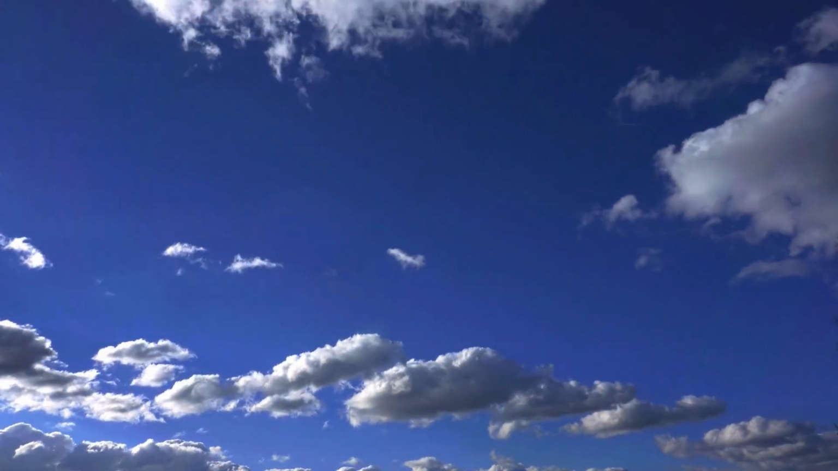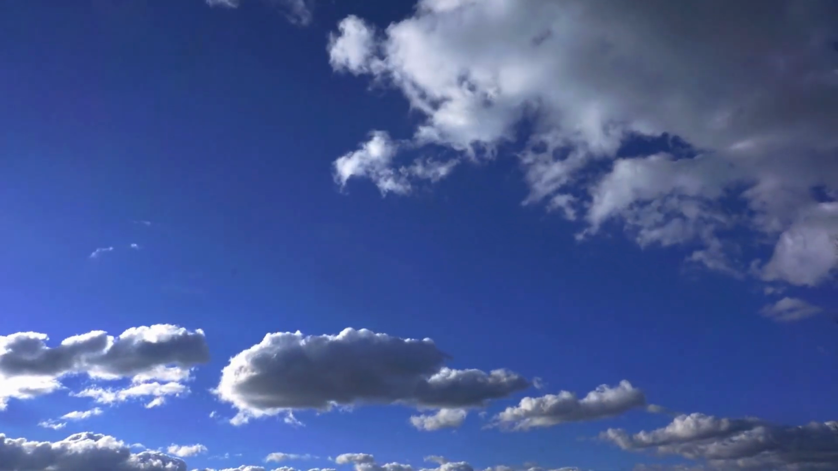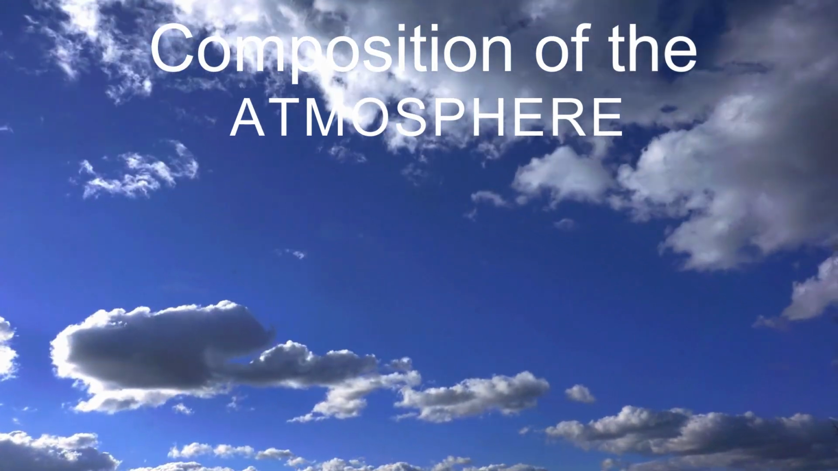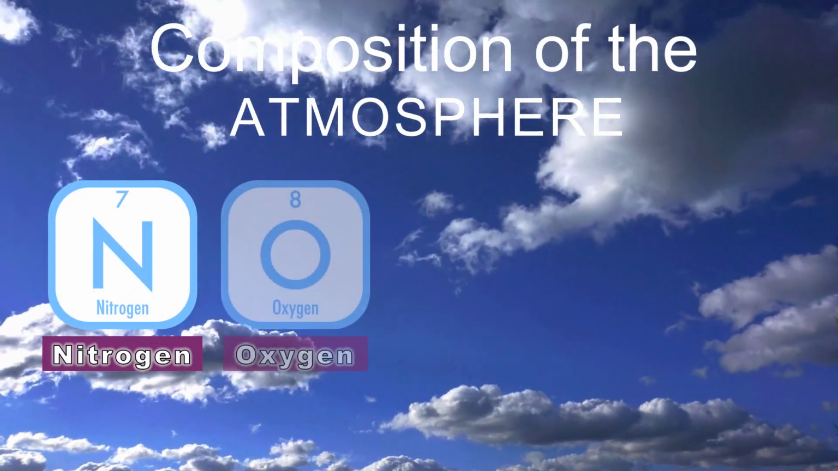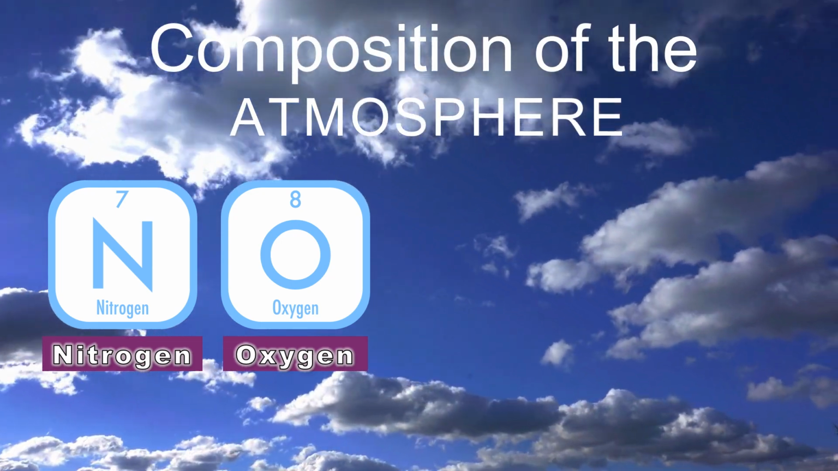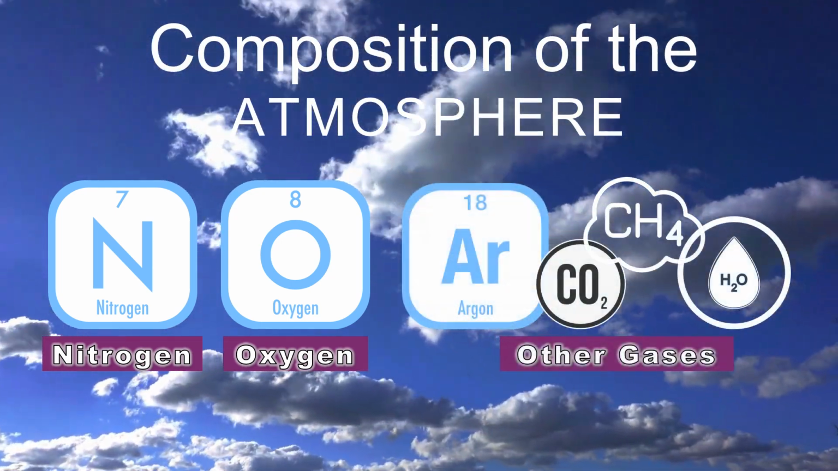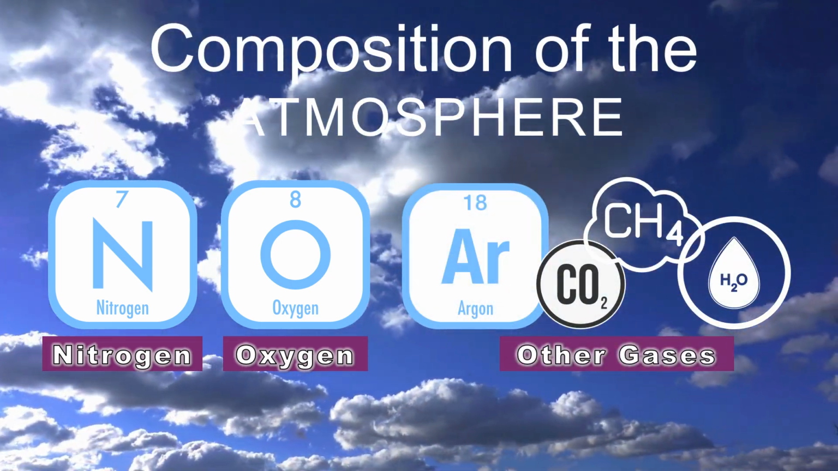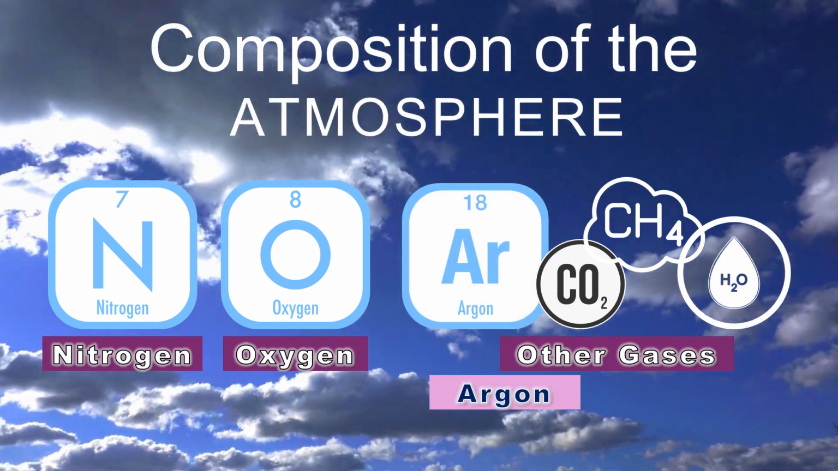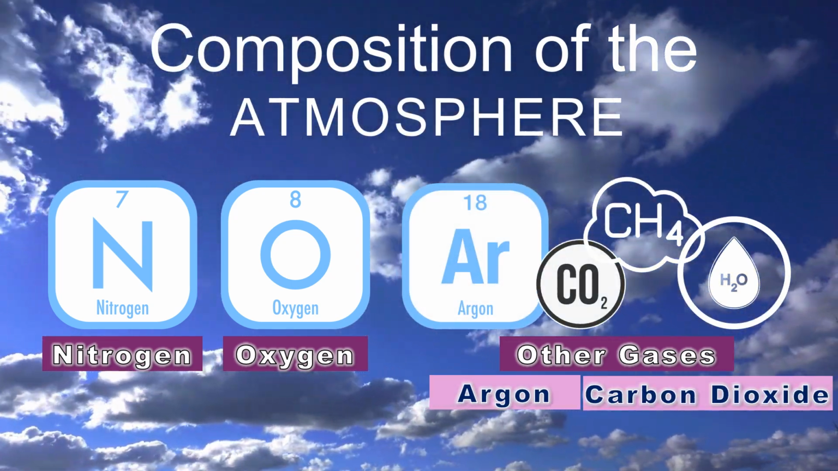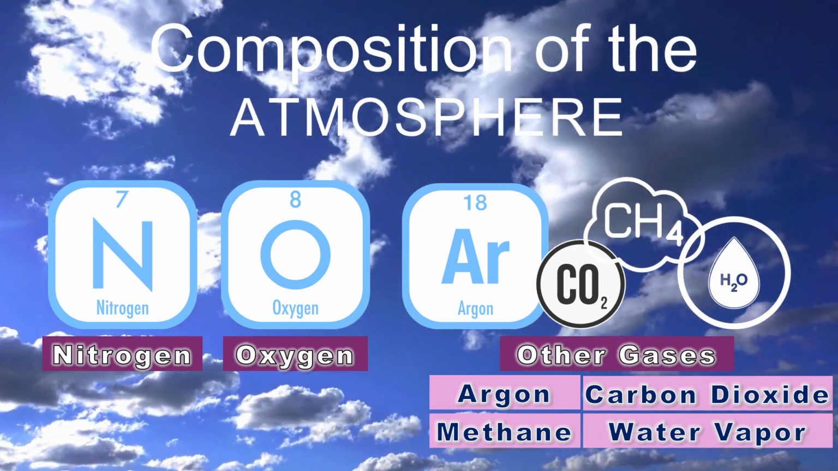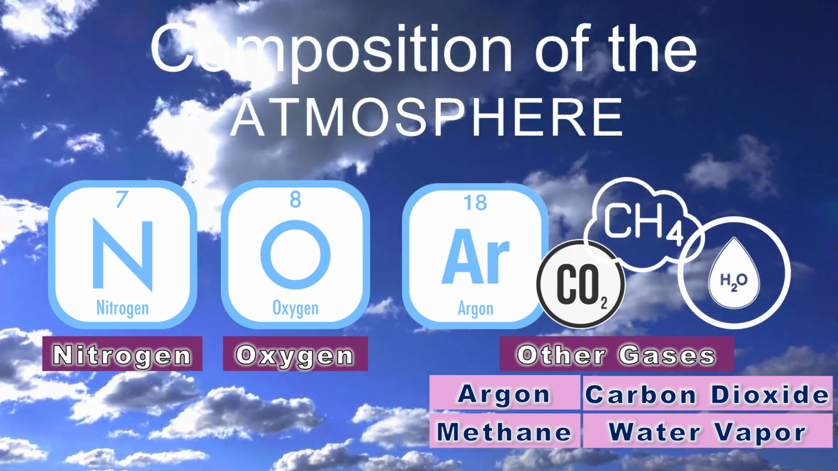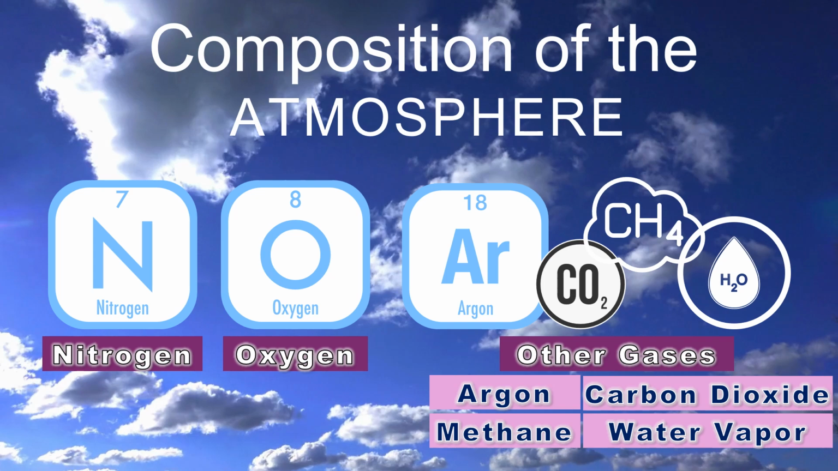The atmosphere consists of several gases. The Earth's atmosphere is made up of 78% nitrogen, 21% oxygen, and the remaining 1% are other gases. These include argon, carbon dioxide, methane, water vapor, ozone, inert gases, and others.